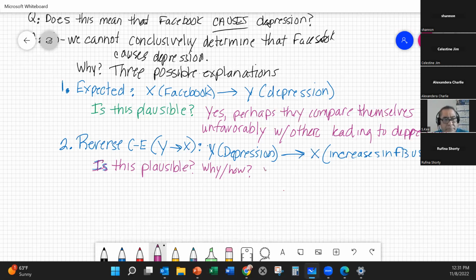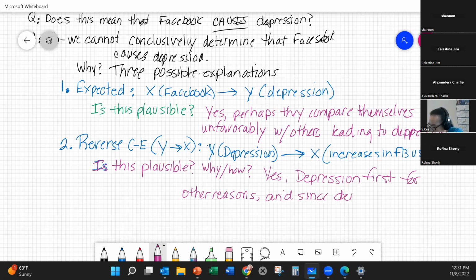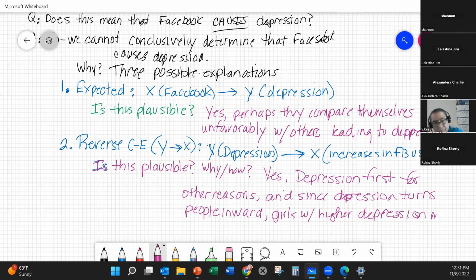So it could be that, I'm going to write this out. Yes, this is possible. The depression could have occurred first for other reasons. And since depression turns people inward, girls with higher depression might stay home more and thus go on Facebook more, just because they're home. So I'm trying to write these out in really good words.